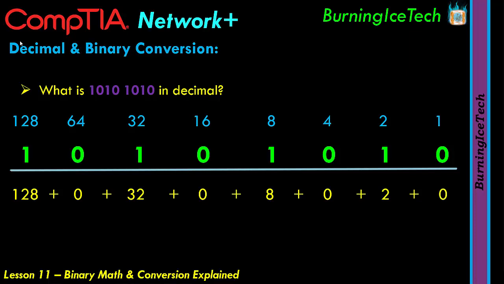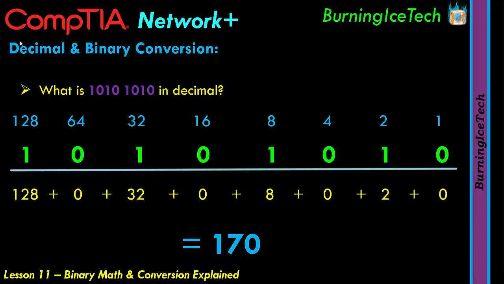Now we've got the equation. So it's 128 plus 32 plus 8 plus 2. I'm ignoring the zeros because 0 is going to make no difference. So 128 plus 32 gives us what? 160 plus 8, that's 168, plus 2 is 170. And there we go. We just converted another binary number to decimal, which in this case is obviously that number of 170.